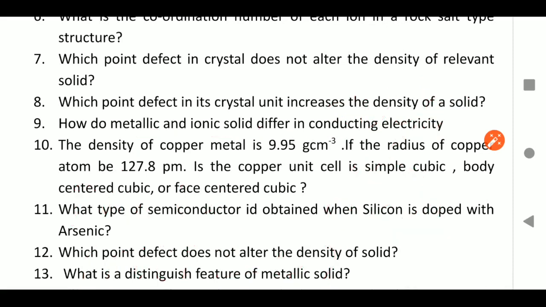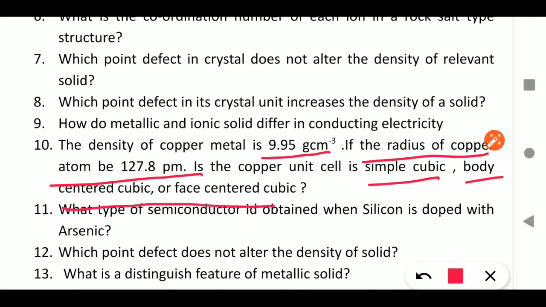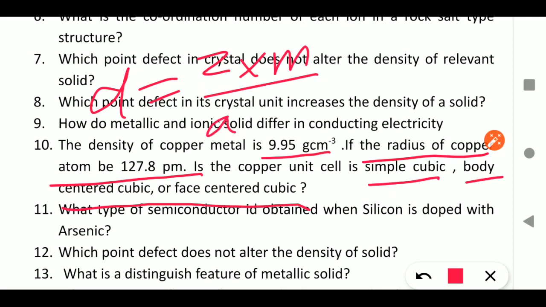Now question number 10 you will do yourself, but I am giving a hint. The density of the metal is 9.95 gram per centimeter cube. If the radius of copper is 127.8 picometer, you have to tell whether the copper unit cell is simple, body centered, or face centered. So students, what will you do? Density is given to you as D. You will put the formula D is equal to Zm upon a cube into Na. You will use this formula.